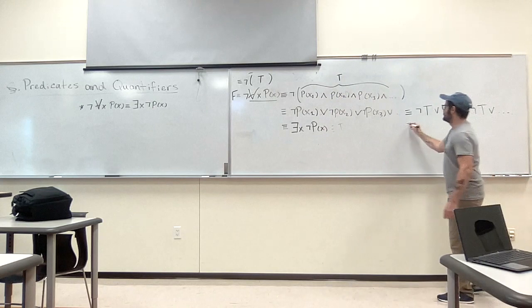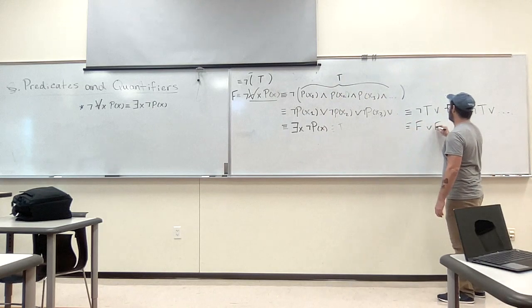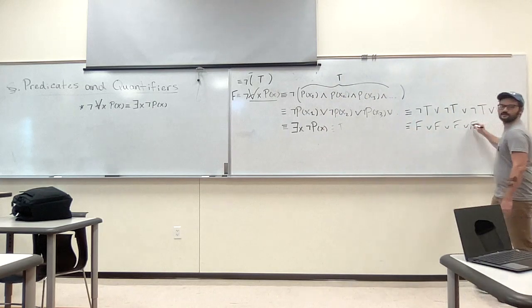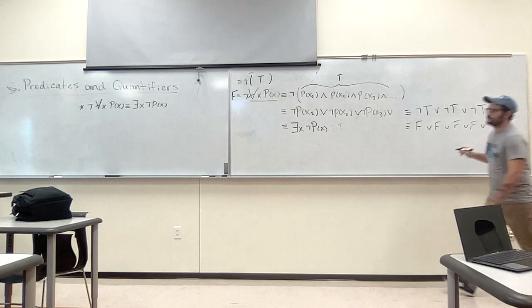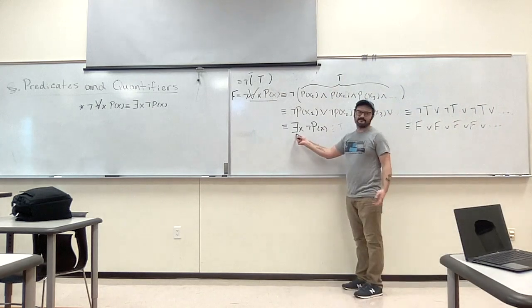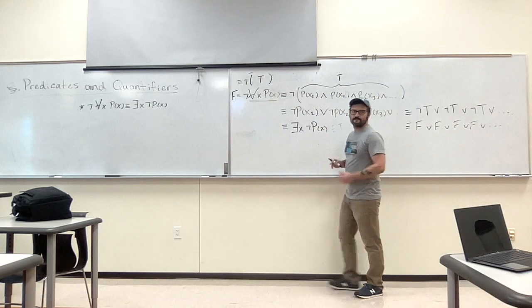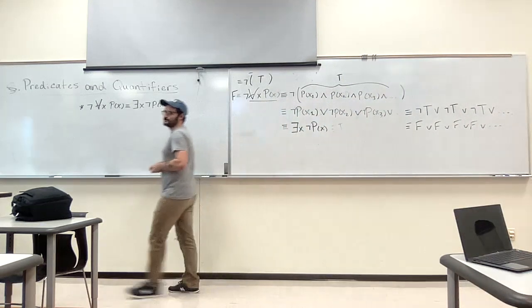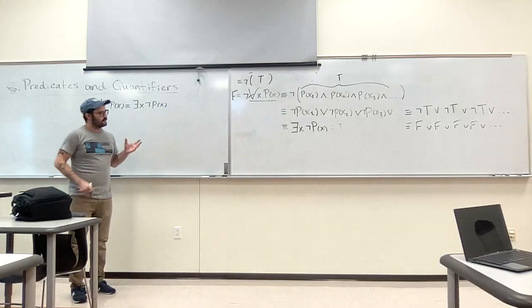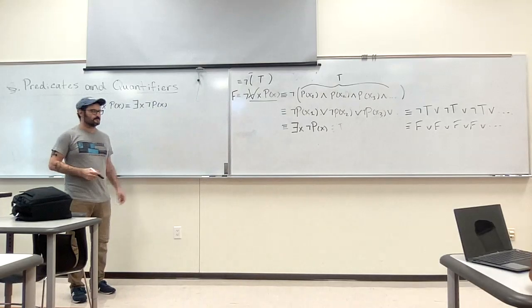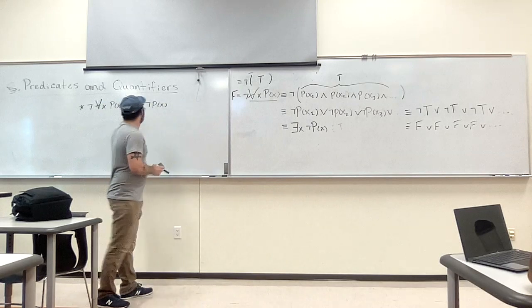And what does this become? This becomes false or false or false or false all the way through. Which means that there doesn't exist one that's going to be true. This is going to evaluate to false. Just to try to emphasize why this is working more. Okay, all right, so we've established that.